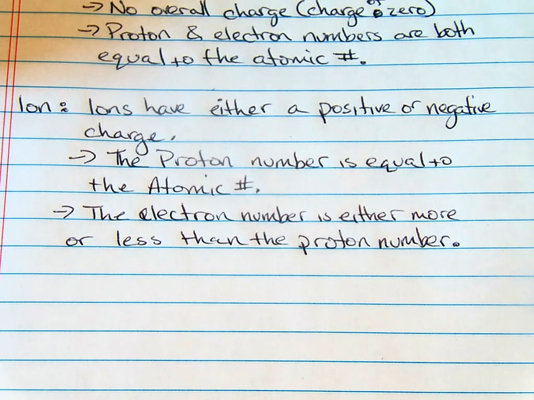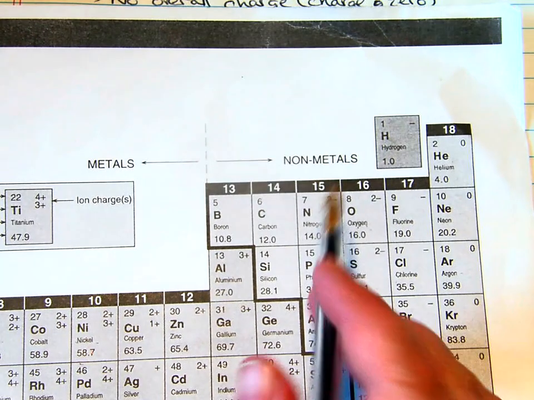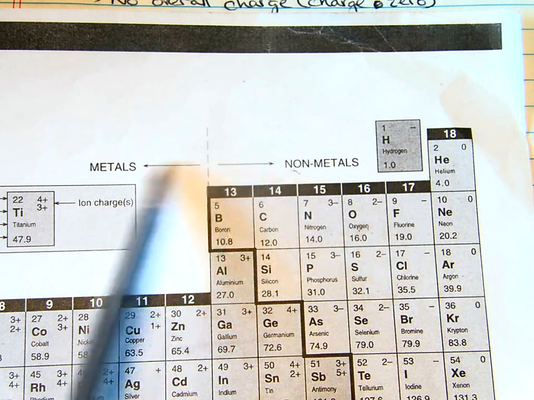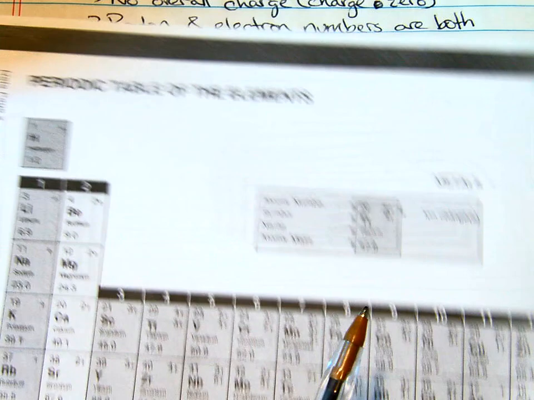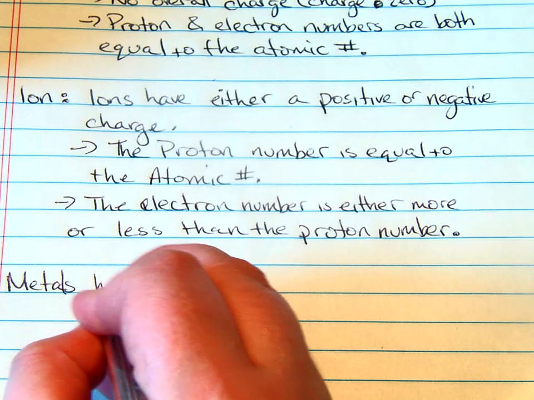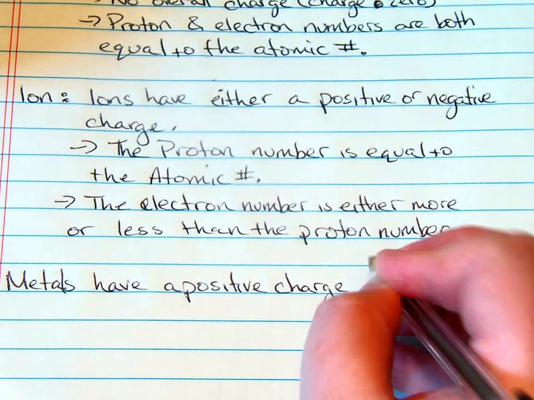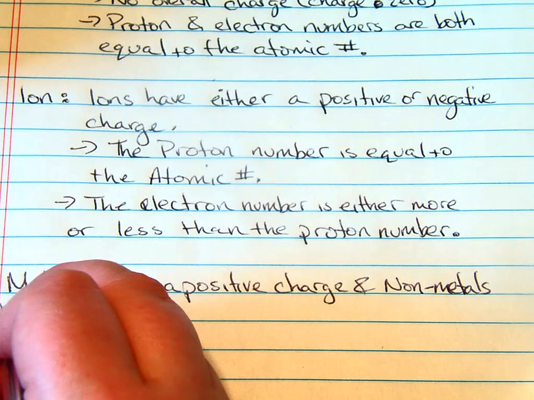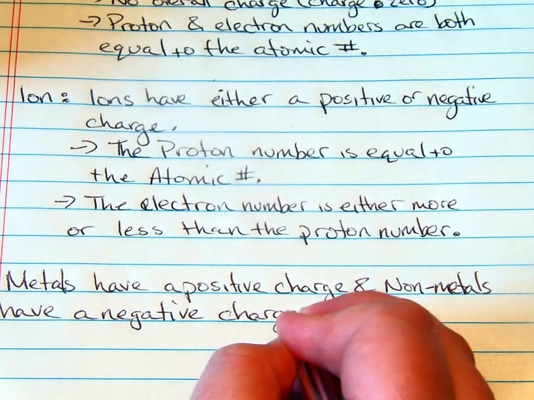So, when we're looking at your periodic table, you will notice that all of your nonmetals here on this side of the staircase have a negative charge. With your metals, all of your metals have a positive charge. So, metals have a positive charge, and nonmetals have a negative charge. And there is a reason for this.